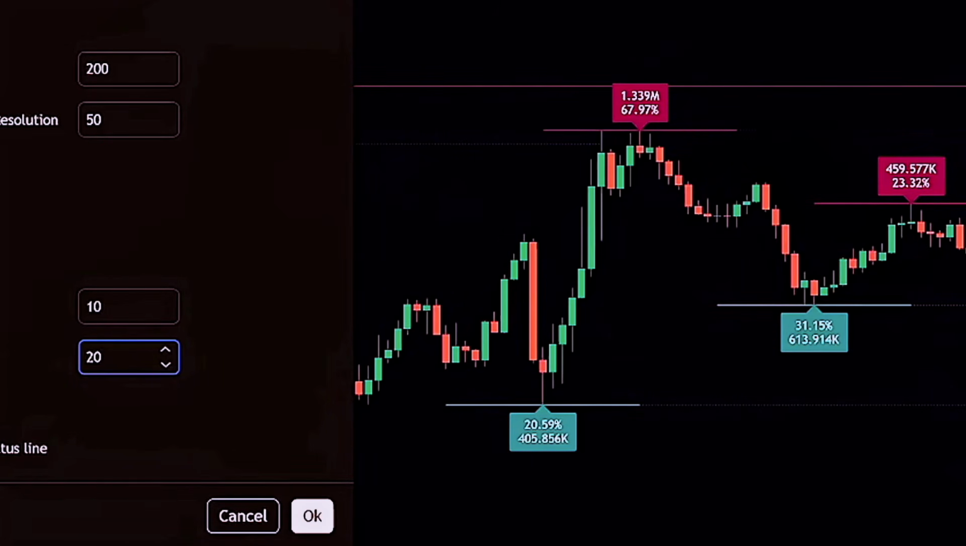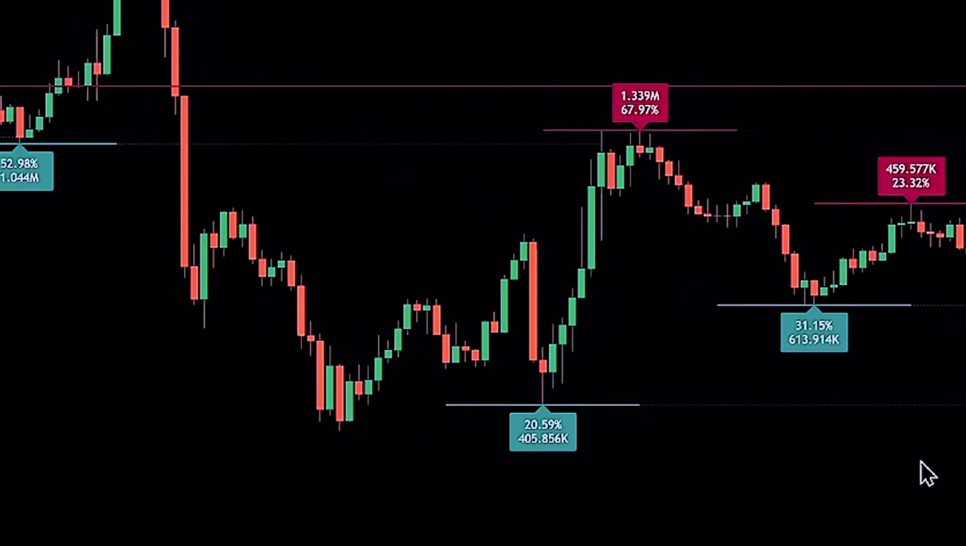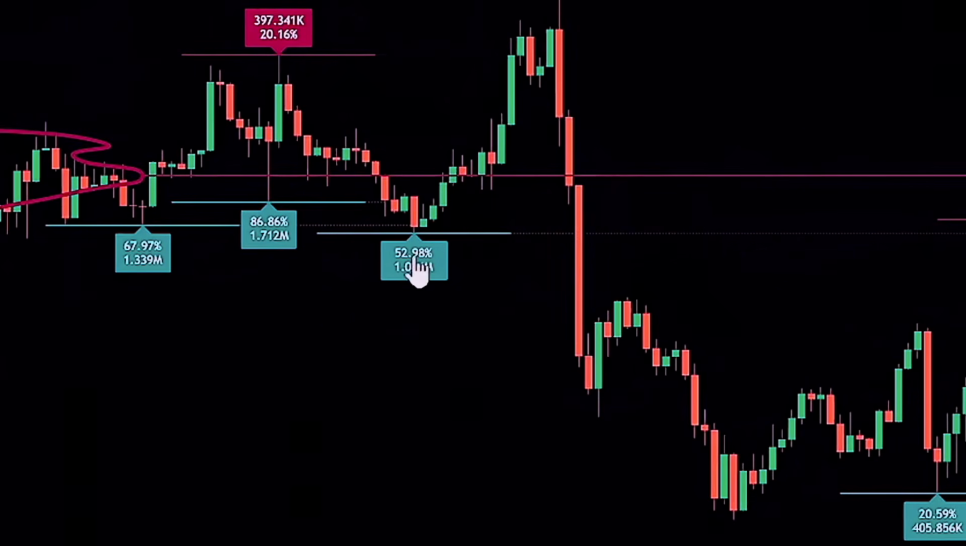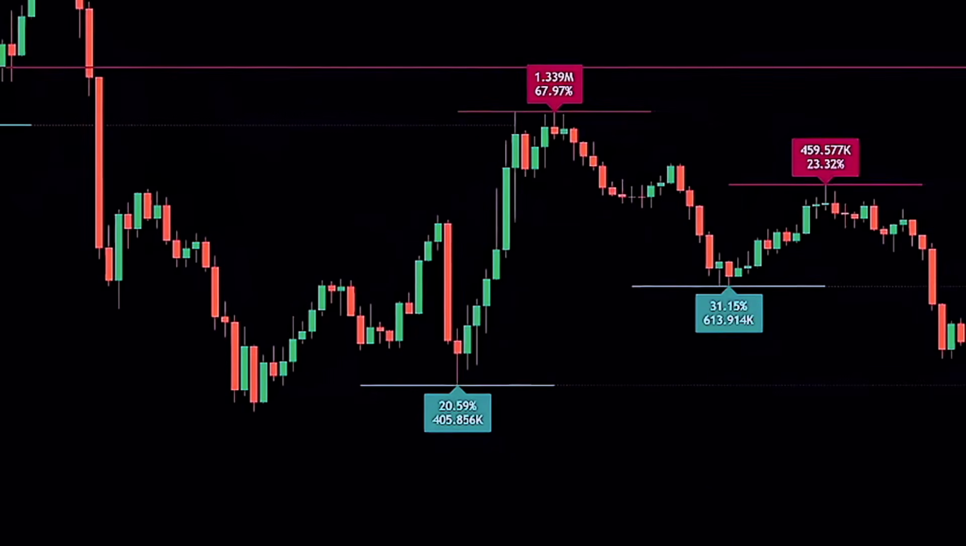Each level comes with a label showing the bin's volume and its percentage of the POC volume, arranged neatly for quick reading. Together, the profile shape, delta colors, POC line, and these vetted pivot levels give you a clear map of where the market is likely to react without all the usual clutter.